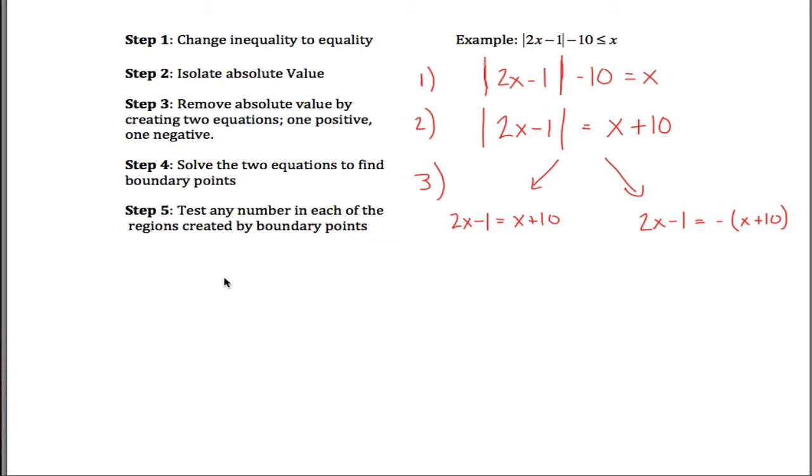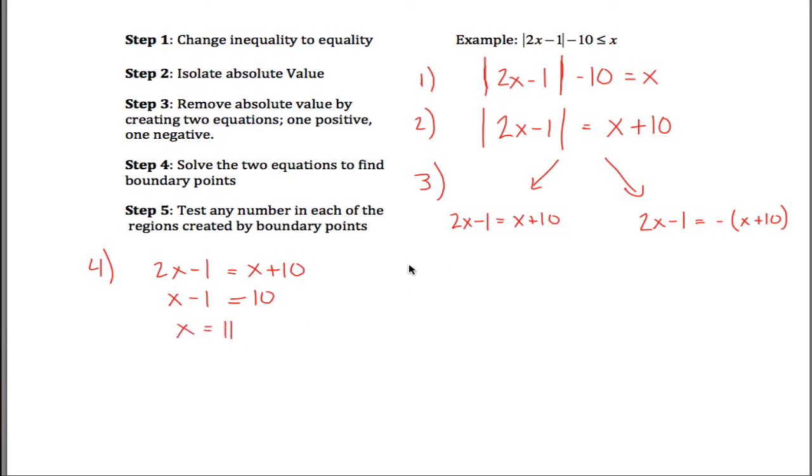So step 4 kind of says solve those 2 equations. So my first equation is 2x minus 1 equals x plus 10. And I could solve this, maybe subtract x from both sides of the equation, and then add 1 to both sides of the equation, and you get x equals 11.